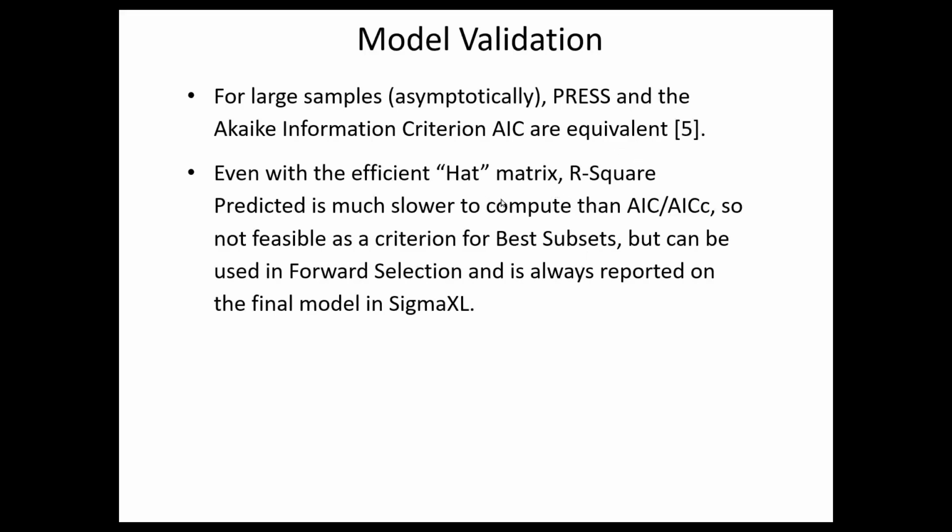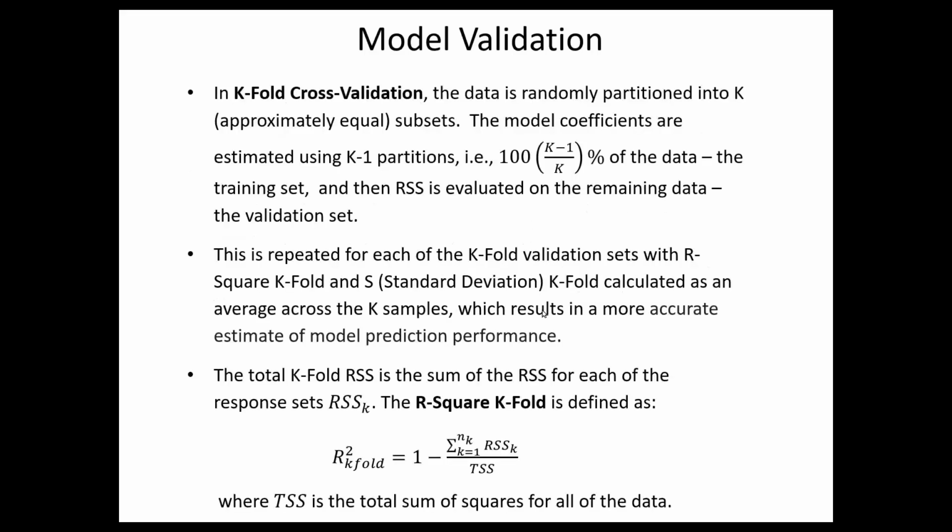Now, there is something here I want to point out, and that is that R-square predicted, even with the efficiencies, is still a lot slower to compute than AICc. So when we do best subsets, where every combination is considered, or we use a discrete optimization, it means that every time you have a candidate model, you have to compute R-square predicted. It's just too slow. And so because of that, R-square predicted is not available as an optimization metric. But once it uses AICc or BIC to select the best model, then it will report R-square predicted. Okay, so that's just a note.